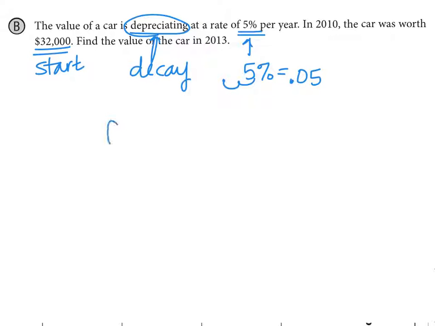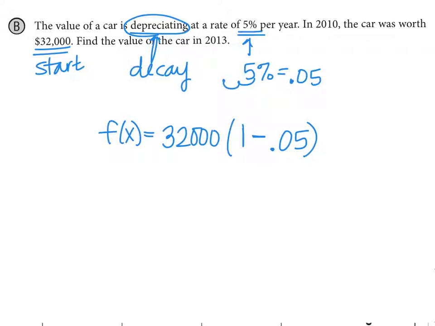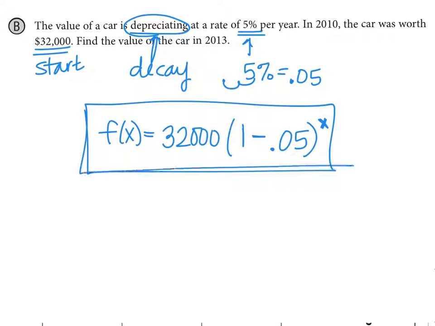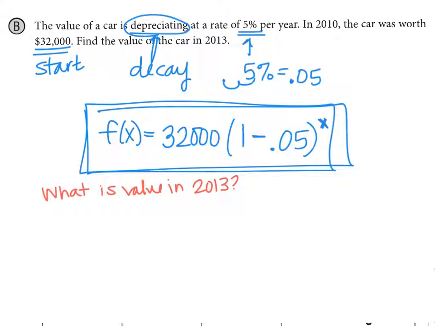So when I go to write my equation, I have f of x equals the starting value, 32,000. And then because it's decay, I want to do 1 minus, this time, 0.05. And then we have to have our variable as our exponent. Just like our last example, we are going to use this function in our graphing calculator to answer the question, what will the value be in 2013? So again, you probably need to copy the question down. And tomorrow we'll start with our graphing calculators on how to use the table function to answer this question in the easiest way possible.